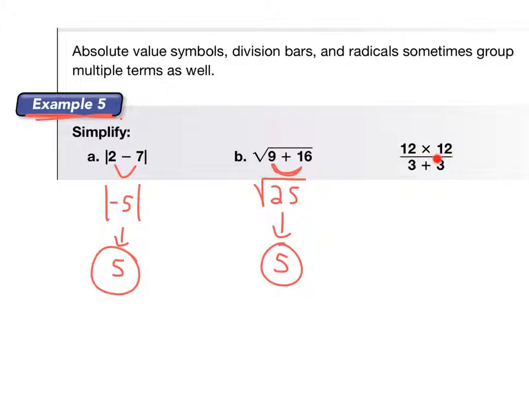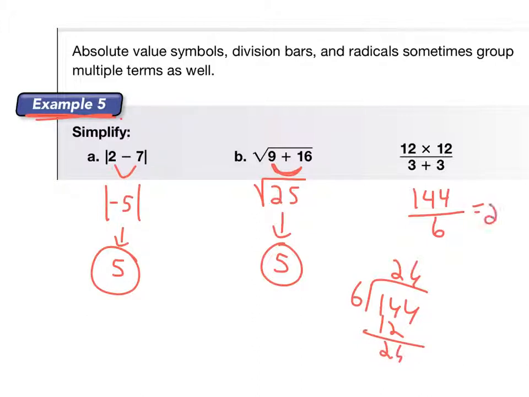fraction bar. That's called a fraction bar. So I have to do whatever's on top first, then whatever's on bottom, and then I divide them out. So on this one I do 12 times 12 first, which is 144. 3 plus 3 is 6. And now I divide. So divide after you do the operations. So 144 divided by 6: 6 goes into 14 two times, 2 times 6 is 12, and then 24. So I'd get 24 as my answer.